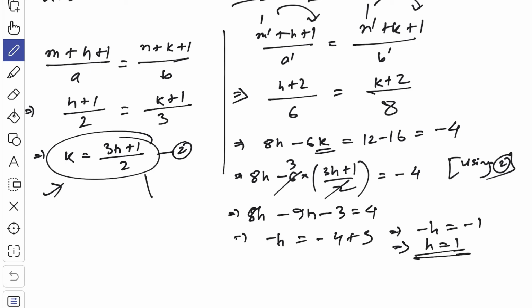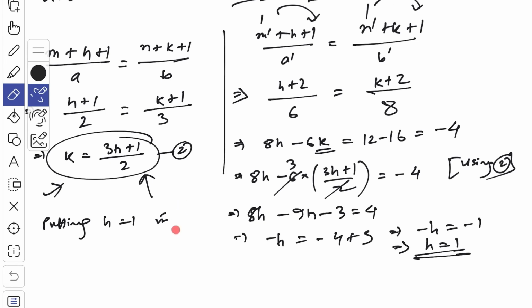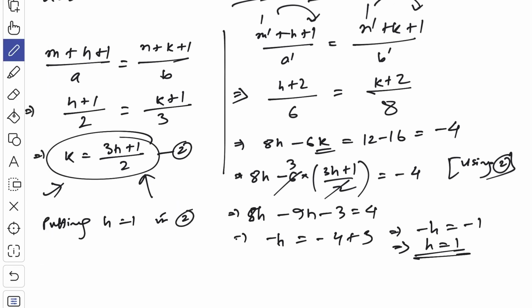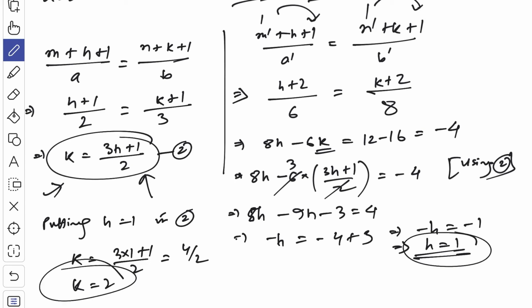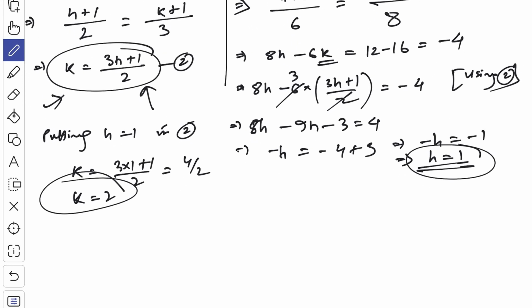So let us put this value of h here. Putting h is equal to 1 into equation 2, what you will get, k is equal to 3 into 1 plus 1 by 2, that's going to be equal to 4 by 2, which is equal to 2. So the value of k is 2. So we have got the values of h and k. So that's why we can find the integrating factor.